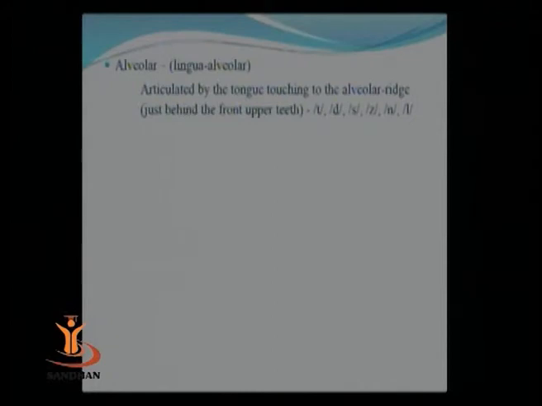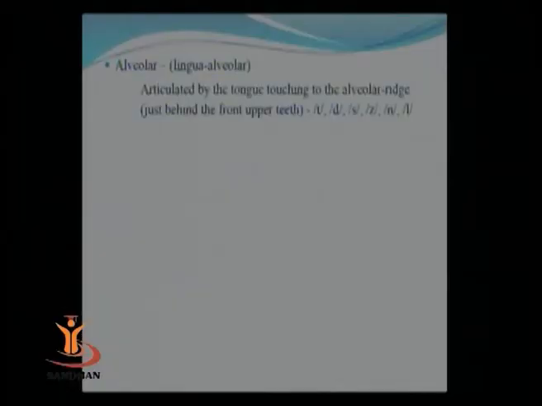S, z. N, again it is complete closure. L, again it is complete closure, because in a lateral sound the passage is completely closed, but the sides of the tongue are kept lower, and that's why air passes through the sides without friction. It was lateral. So in l also, the tip of the tongue touches just behind the upper teeth, the alveolar ridge, and that's why it is lingua alveolar. So t, d, s, z, n, l: these are alveolar.